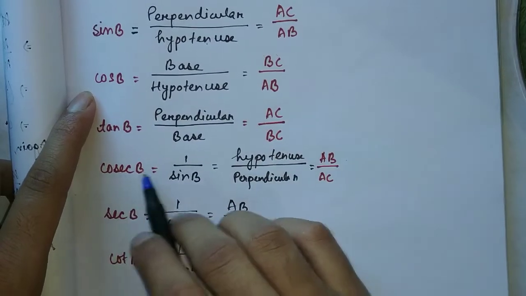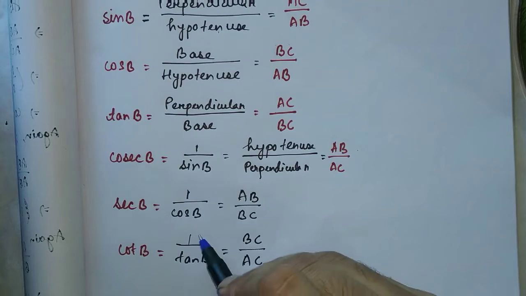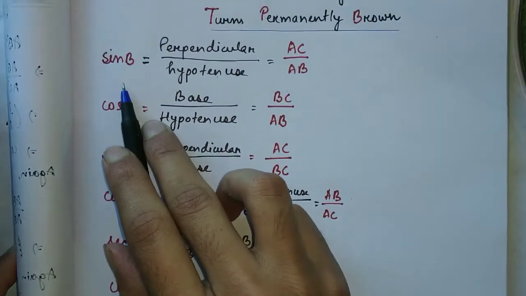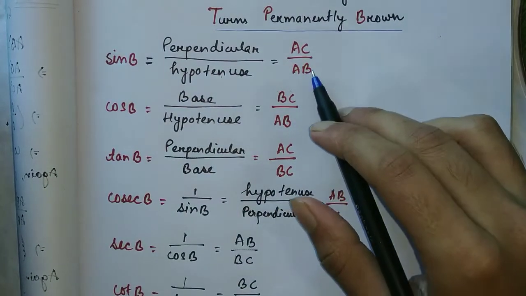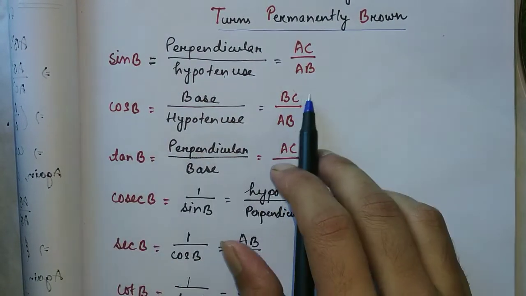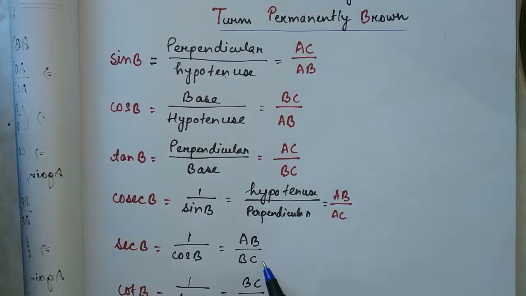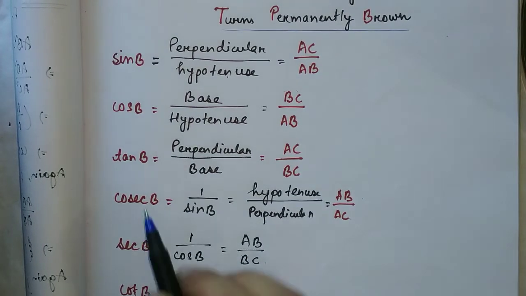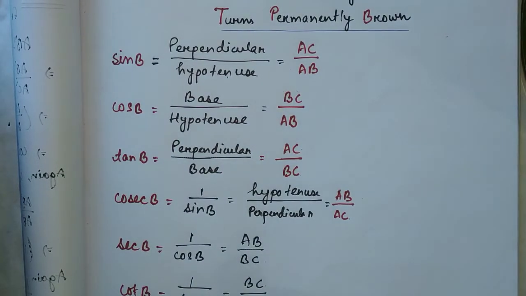Now how are they derived? Cosec is the reciprocal of sine, sec is the reciprocal of cos and cot is the reciprocal of tan. So cosec of B becomes 1 by sine B, and we have derived that sine B is equal to AC by AB. So cosec of B becomes the reciprocal of AC by AB, that is AB by AC. And sec of B becomes the reciprocal of cos B. Cos of B is BC by AB, so sec of B becomes the reciprocal of BC by AB, that is AB by BC. And the last trigonometric ratio is the cot of B. This is the reciprocal of tan of B. Tan of B is AC by BC, so cot of B becomes BC by AC.